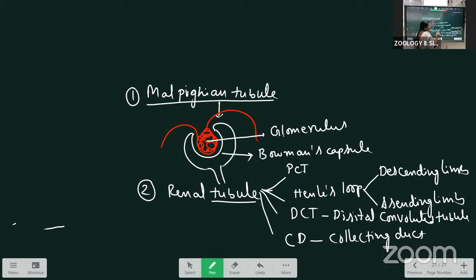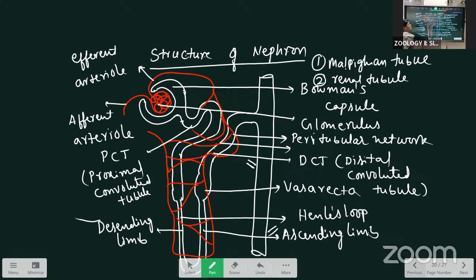The first part is the proximal convoluted tubule. The second part is a hairpin-like, U-shaped structure that we call the Henle's loop. The first limb is called the descending limb, and the second is the ascending limb. The third part is the DCT, distal convoluted tubule, which lastly opens into the collecting duct. These are the main components, and there are also other structures inside the nephron.